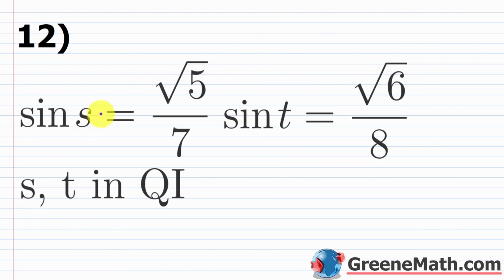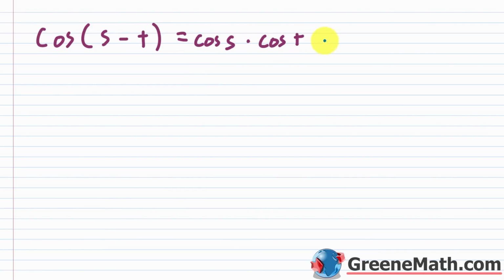So we have the sine of s is equal to the square root of 5 over 7, and the sine of t is equal to the square root of 6 over 8. So s and t are in quadrant 1 now, so we know everything is positive. Coming down here again, we want the cosine of s minus t. So this is, again, the cosine of s times the cosine of t. And let me put the plus sign here and circle it so nobody's confused. This is a t and this is a plus sign. So now we would have the sine of s times the sine of t.